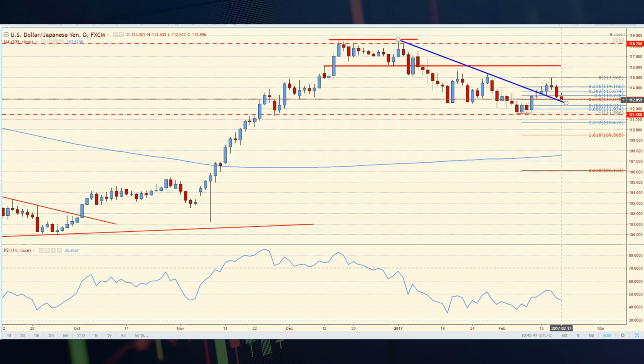We were rallying. Now we come back and we tested the breakout point, and we're actually at the 618. You can see the 618 retracement. So it's kind of do or die for the dollar yen too. Do we bounce from here, or do we break down and really start to get some bearish momentum started?